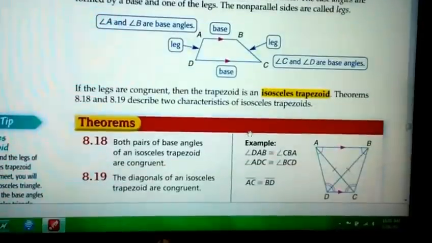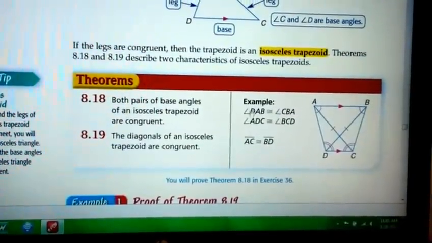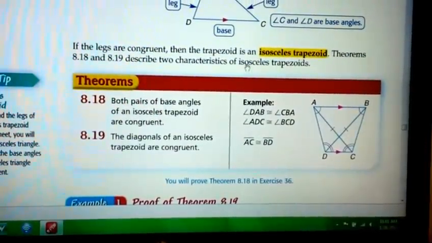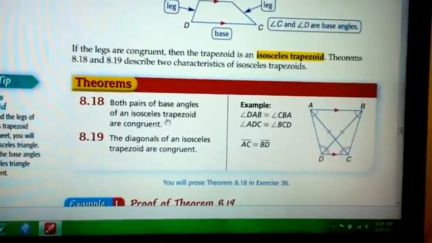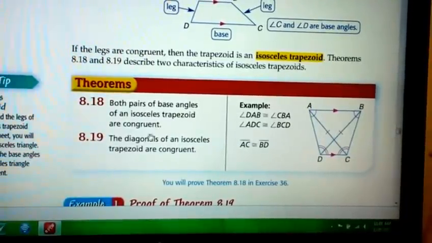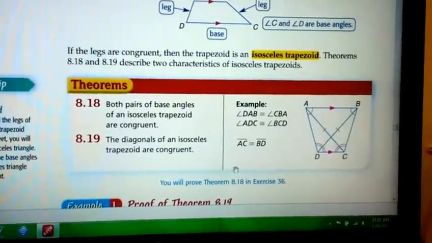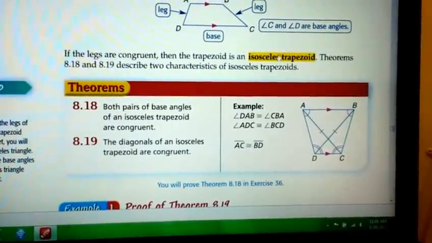Moving on. So here are some theorems about trapezoids. First of all, both pairs of base angles of an isosceles trapezoid are congruent, and the diagonals of an isosceles trapezoid are congruent. So in this case, we're talking about isosceles trapezoids.